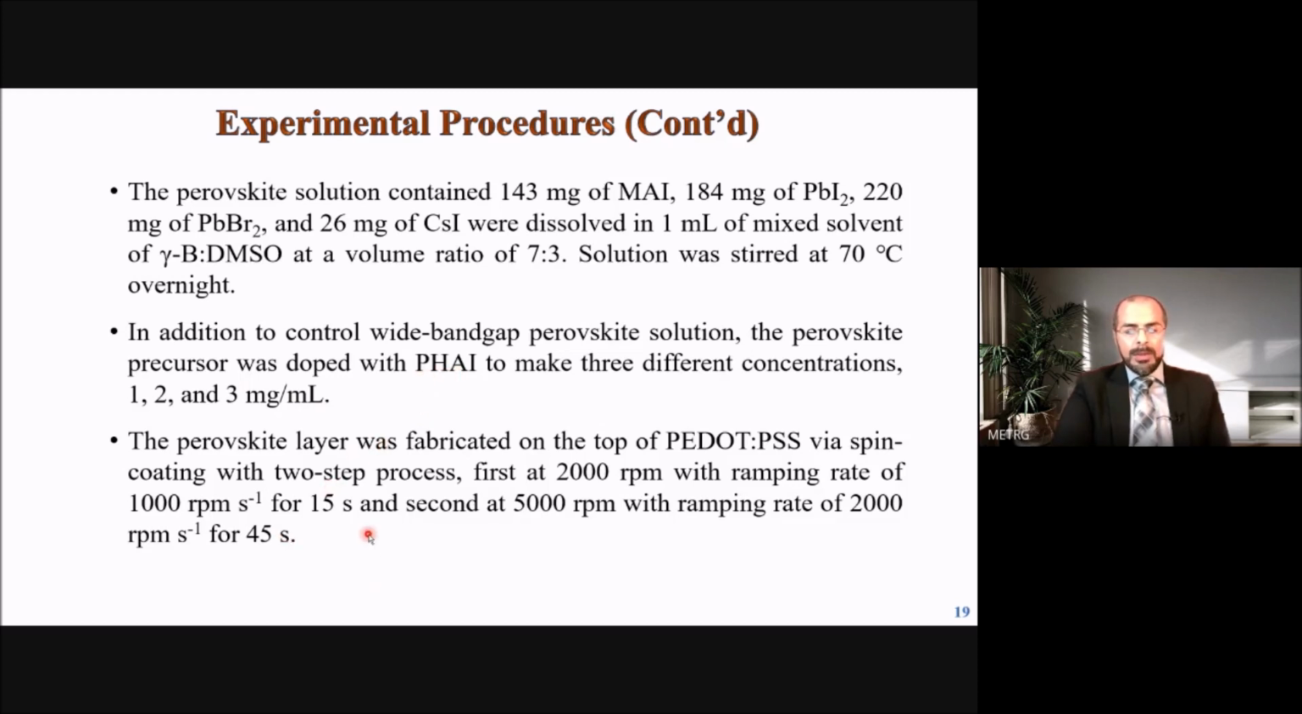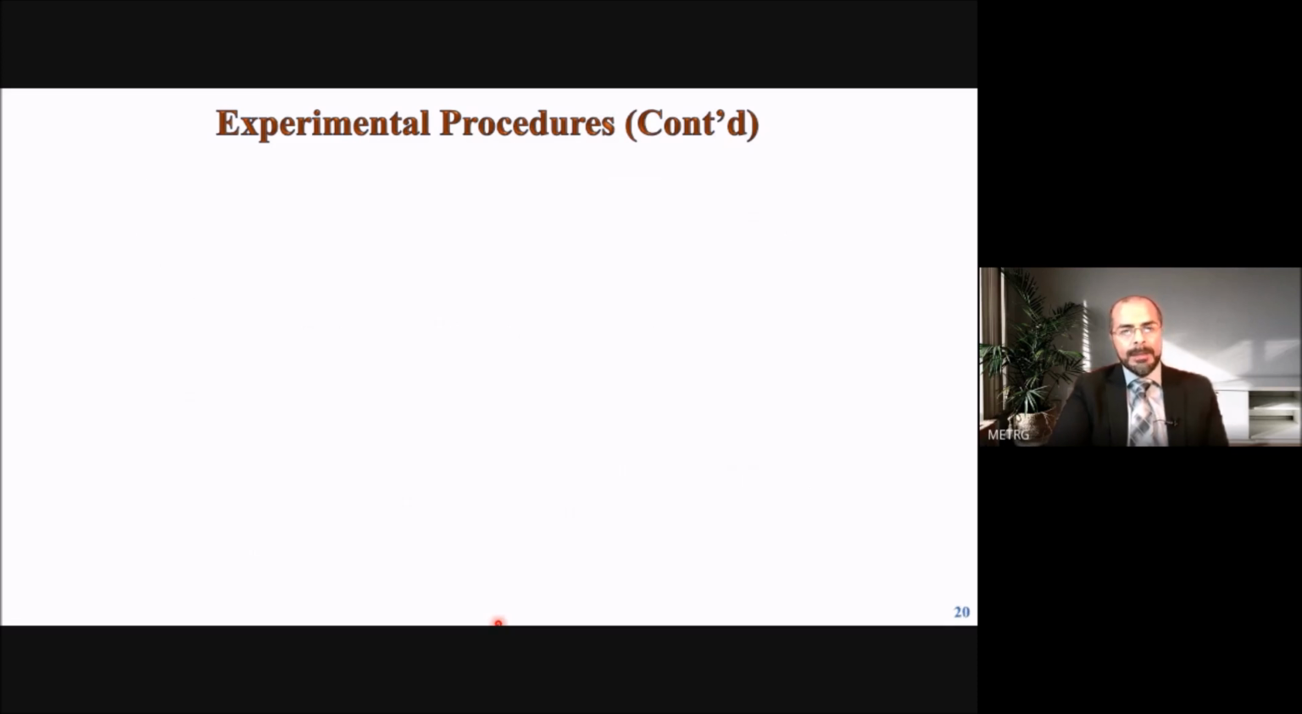So now it's time to deposit the perovskite layer, and we will use the spin coating technique with a 2 steps process. First, 2000 RPM with a ramping rate of 1000 RPM per second for 15 seconds, and the second one at 5000 RPM with a ramping rate of 2000 RPM per second for 45 seconds. There's no stop point between these 2 stages. Whenever the first one ends, the second stage is going to start right away.